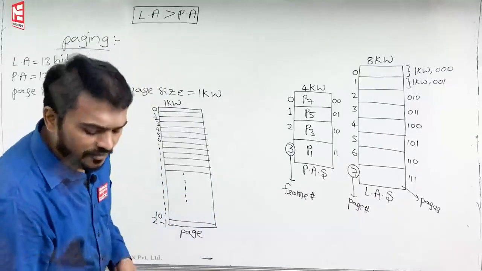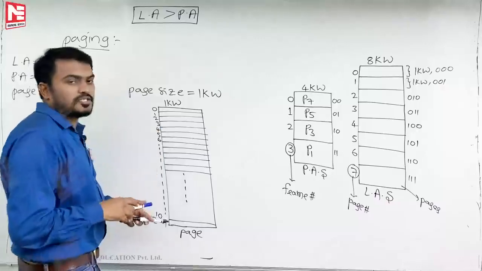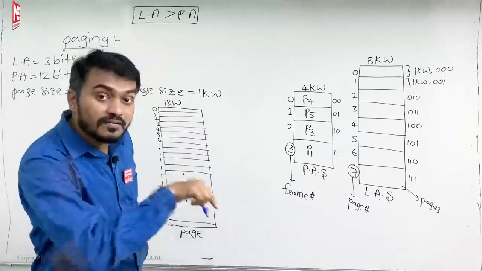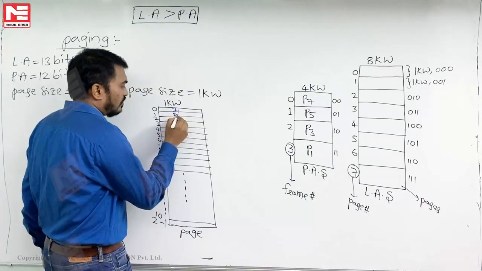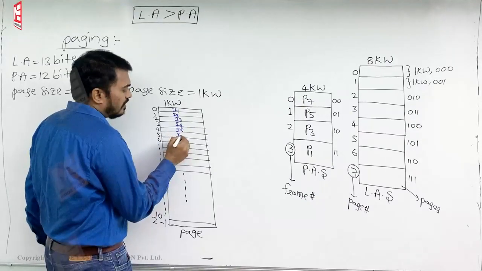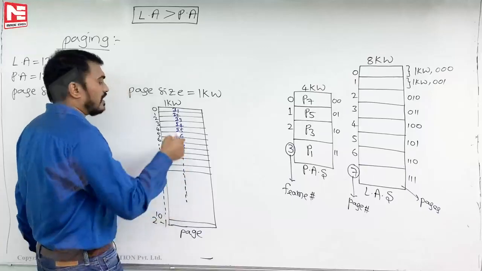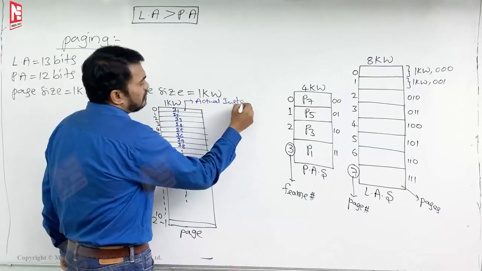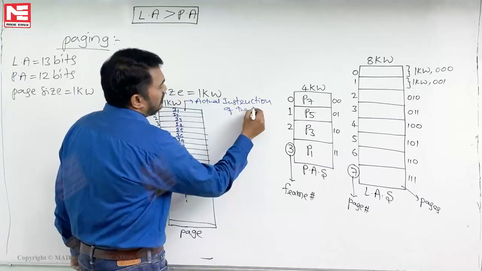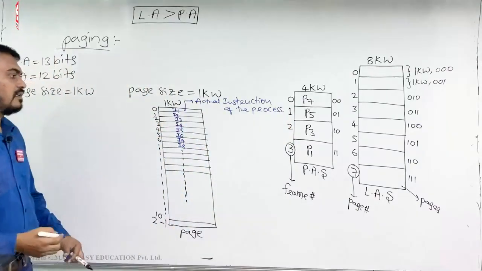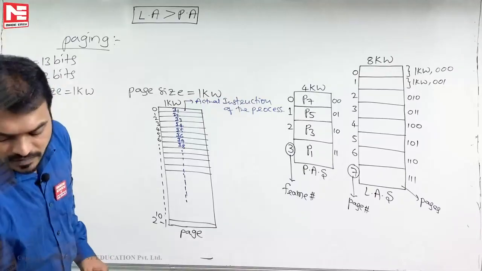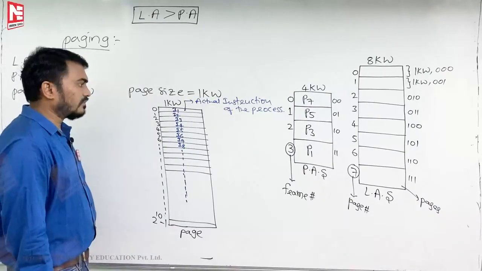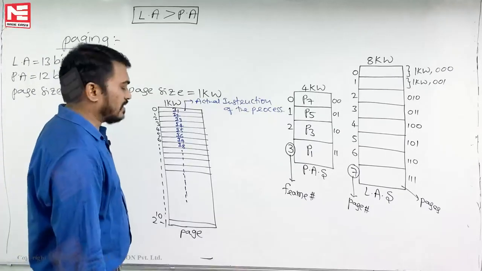Now what is going to happen is, listen carefully, inside every word of the page, we are going to have the actual instruction of the process. Look here, like instruction I1, I2, I3, I4, I5, I6, I7, I8, like this. Inside every word you will have the actual instruction of the process. I am writing it here. That is the actual instruction of the process. Copy this properly. Inside every word you will have the actual instruction of the process. Did you copy?